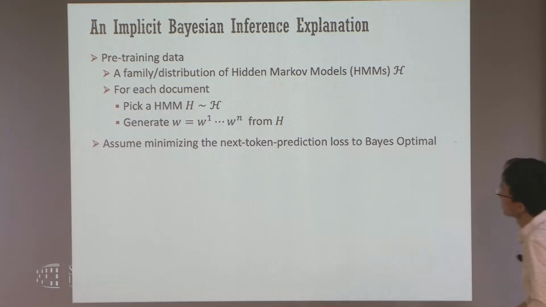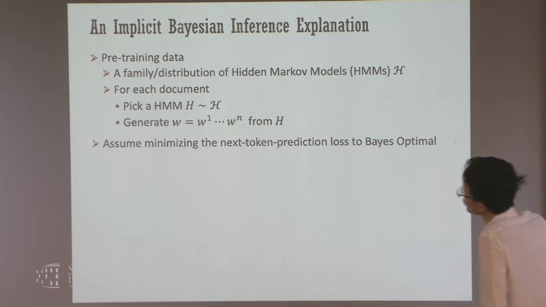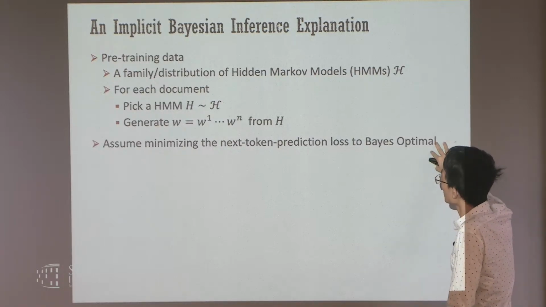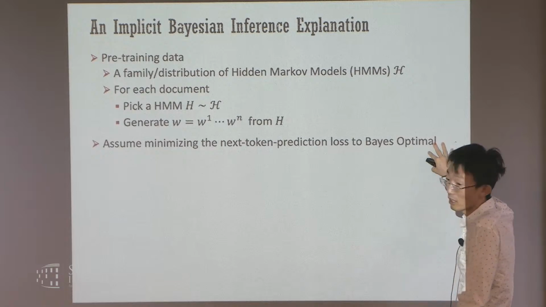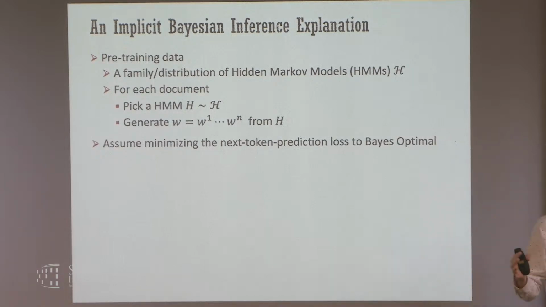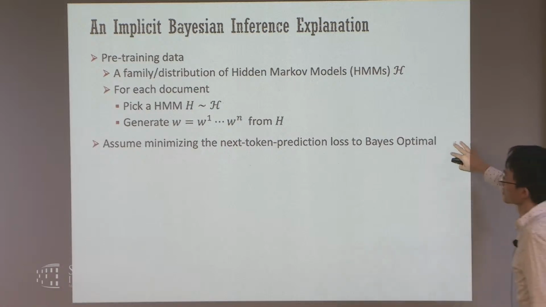So it's kind of a mixture model. You are doing a mixture of hidden Markov models, but it's an infinite mixture of many hidden Markov models. And you assume that you are minimizing the next token prediction loss to the Bayes optimal. So you say you have an almighty architecture, like a model family, so that you can do whatever you want, and you minimize the population risk so that you get the Bayes optimal for this.